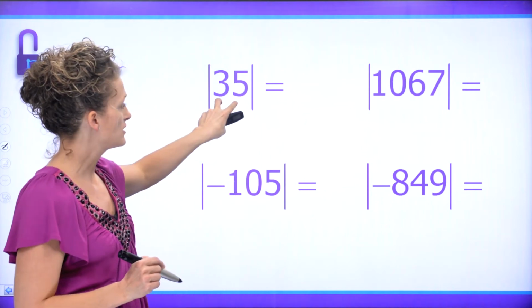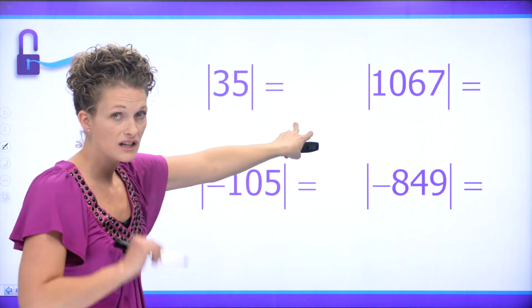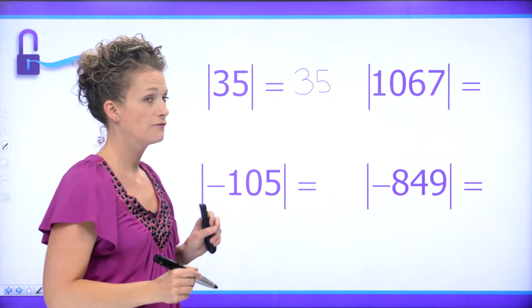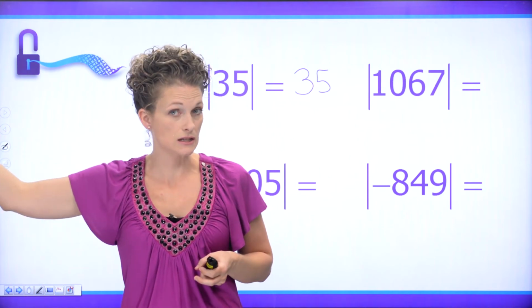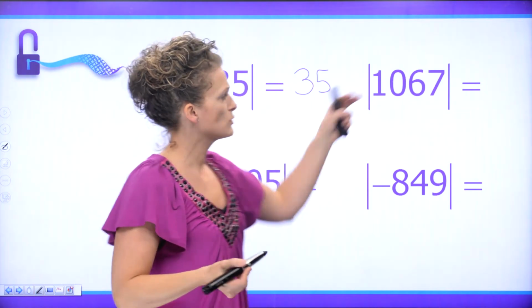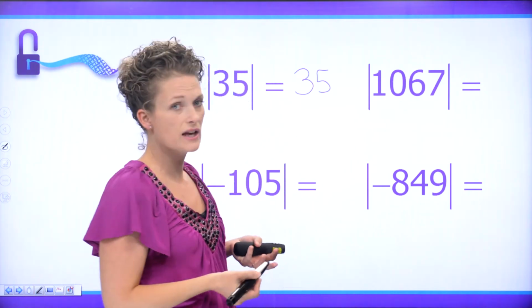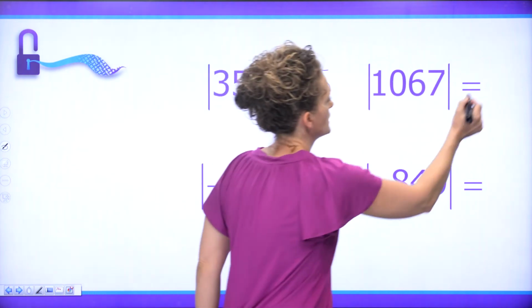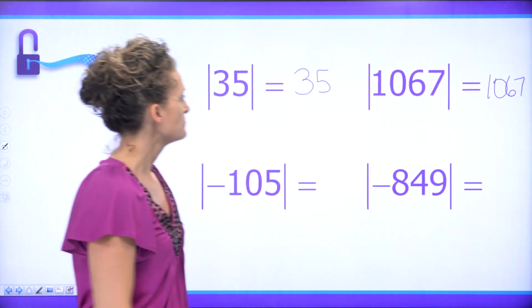So inside these parallel bars is this number, 35. When it comes out, it's going to be positive. Well, that makes sense. It was 35, but if we think about it with our number line, 35 is a distance of 35 spaces from 0. Well, how about 1,067? That's an awfully large number. How do we find the absolute value of that? Doesn't matter the size, it's the same. It's 1,067. I'm running out of room there.